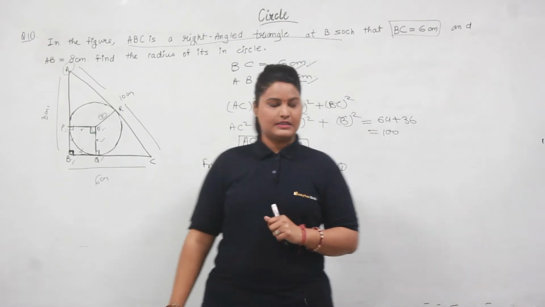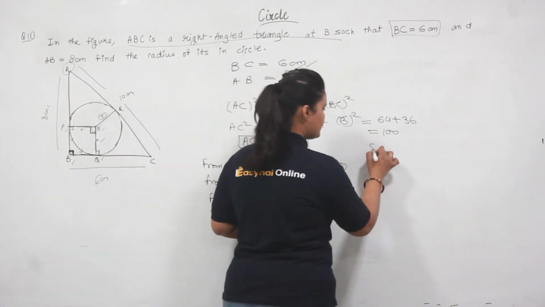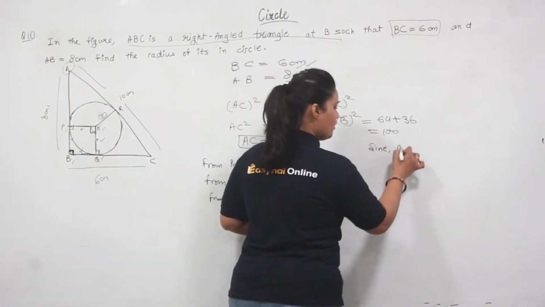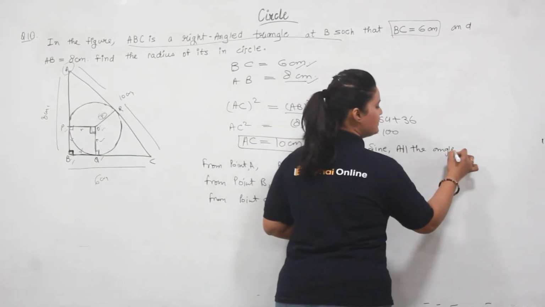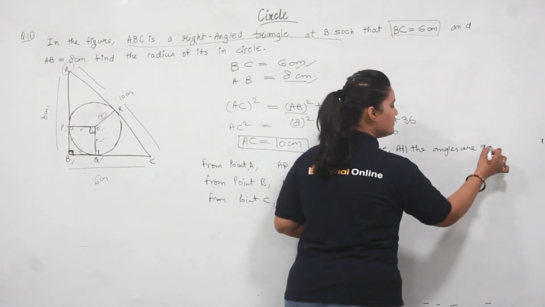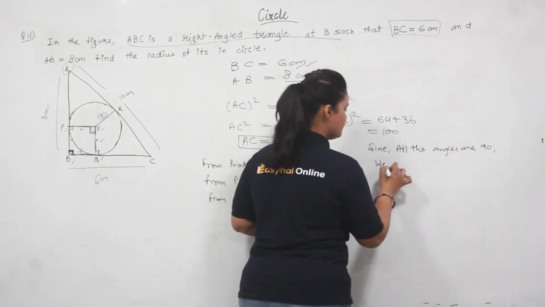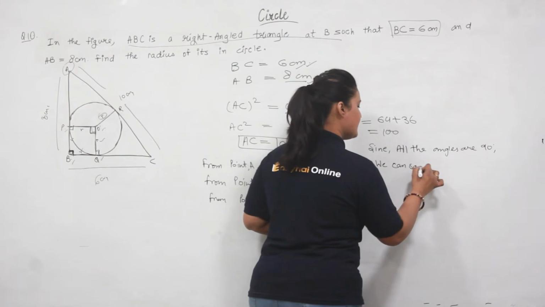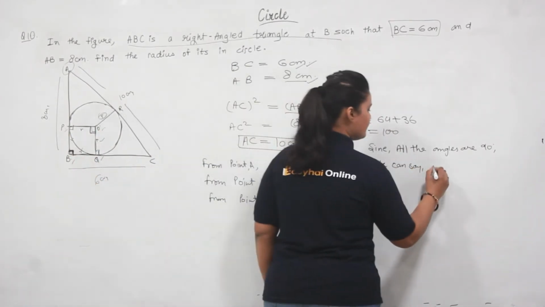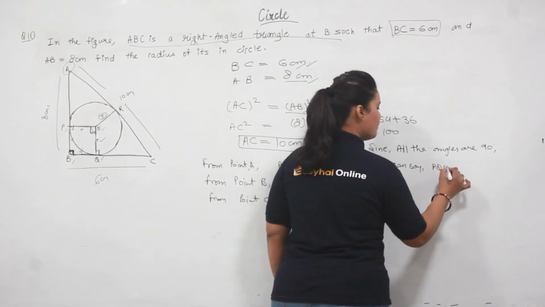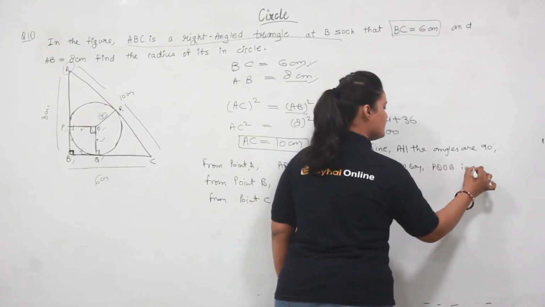Okay, so what can we write? That since all the angles are 90 degrees, we can say that POQB is a square.